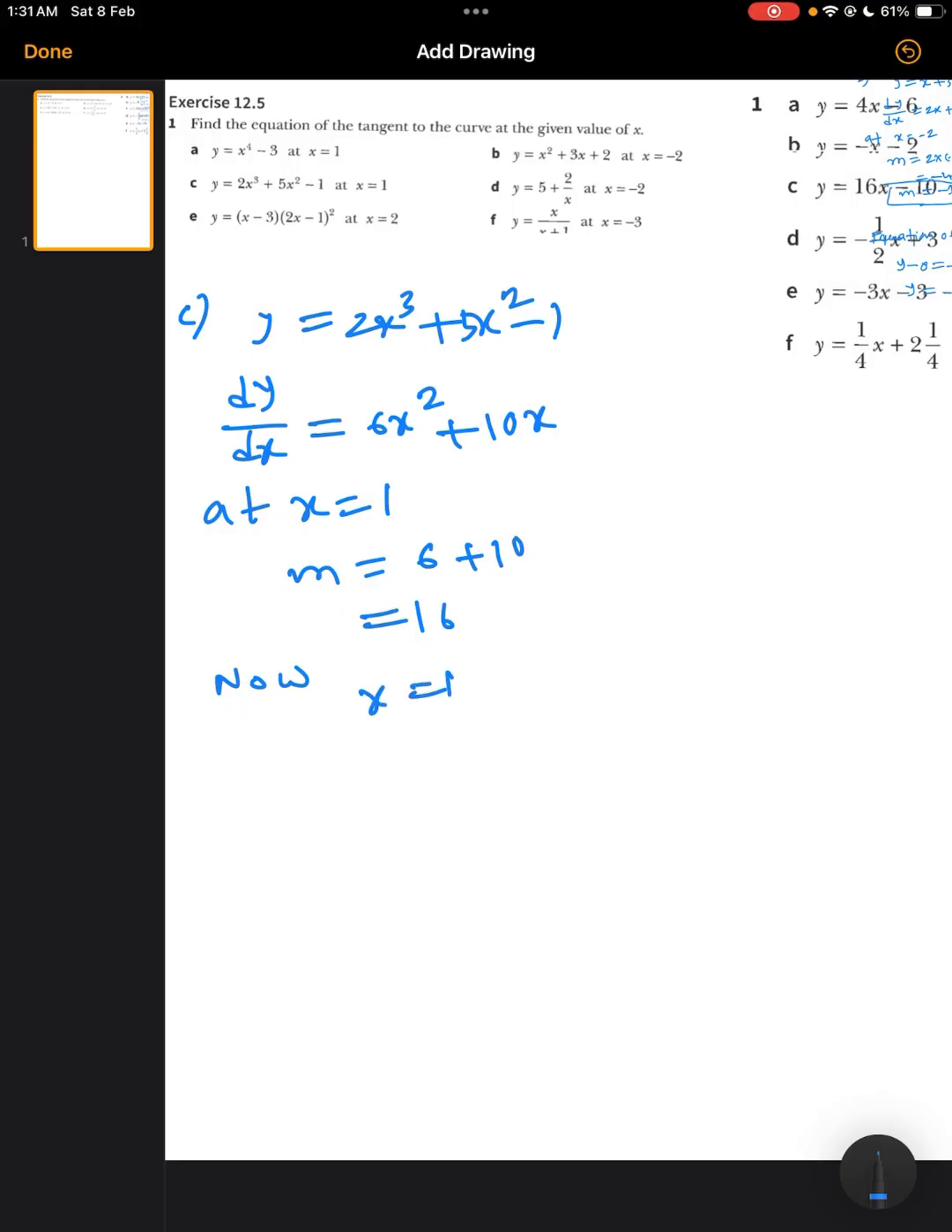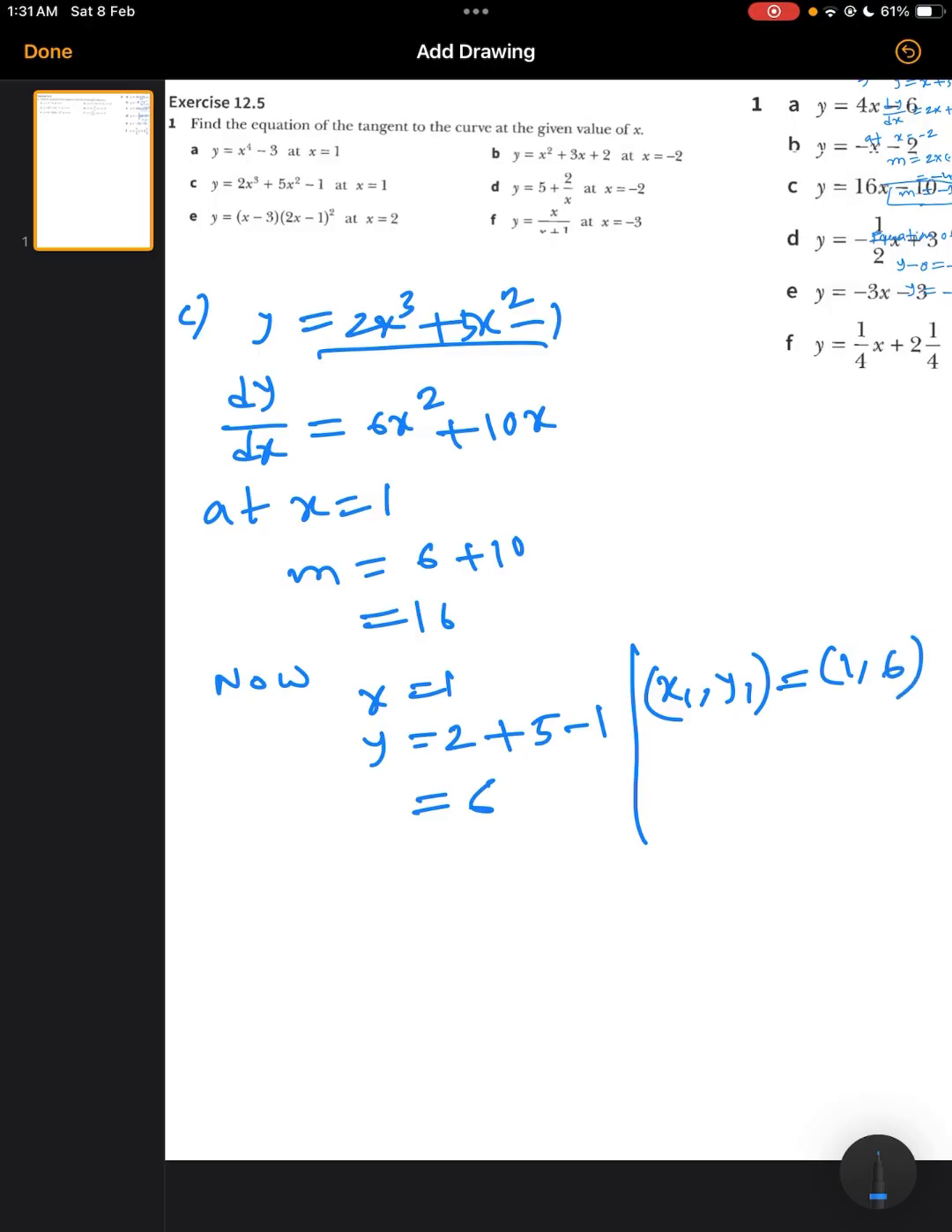Now if x equal to 1, y would be, from the first equation, 2 plus 5 minus 1, 6. So our x1 comma y1 would be 1 comma 6. Equation of tangent.